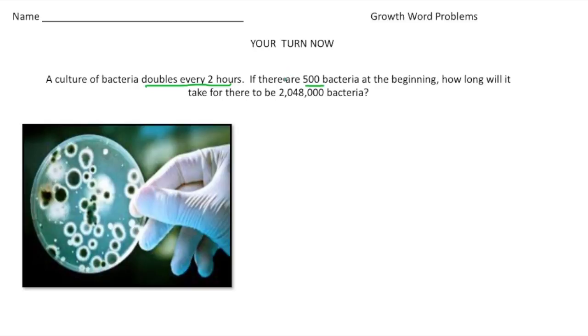And the question is, how long will it take for that bacteria to grow to 2,048,000? All right, so let's write down our equation again. So y equals a times b to the x. And again, we're starting with 500, so that's going to be the a value. So 500 times, now it's doubling, so because it's doubling, our b value is going to be 2. And the question is, how many times is it going to double before it gets to our 2,048,000? So that's going to be the x, and that's going to equal 2,048,000.